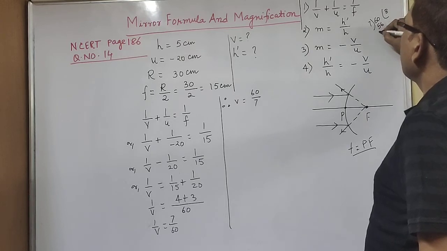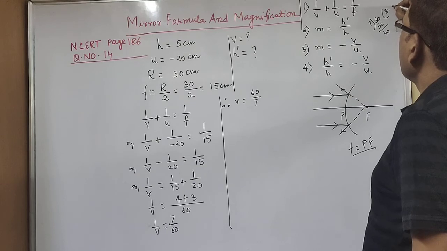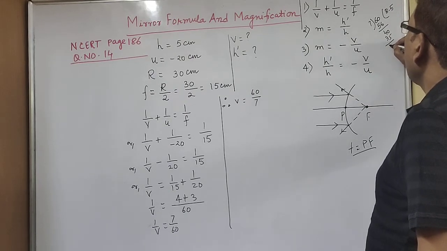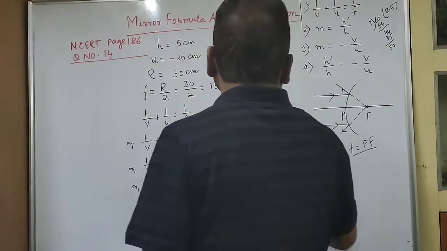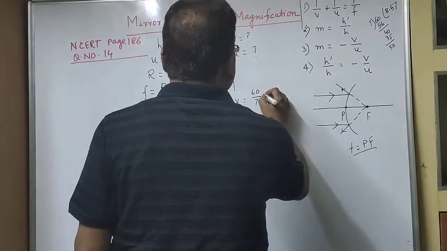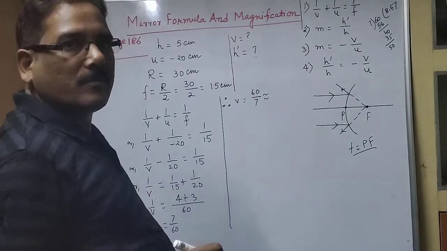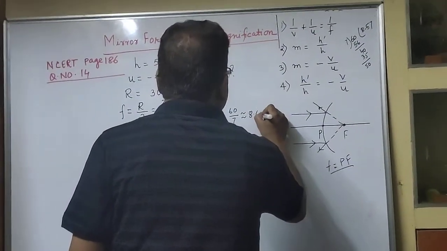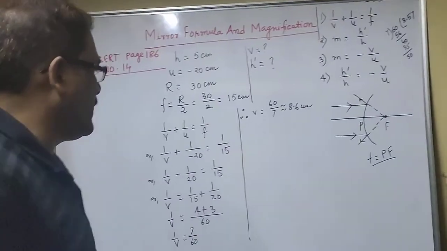If you simplify, how much will it be? 60 by 7: 7 8 ja 56, 4, then 7 6 ja 42, 5 is remaining, again we are getting 5, 7 7 ja, so we are getting 8.57. Round it off and you will get 8.6 centimeter. This is v.